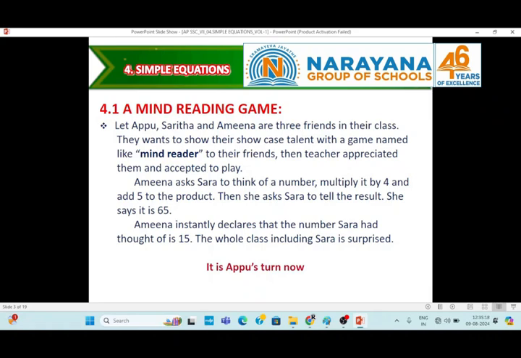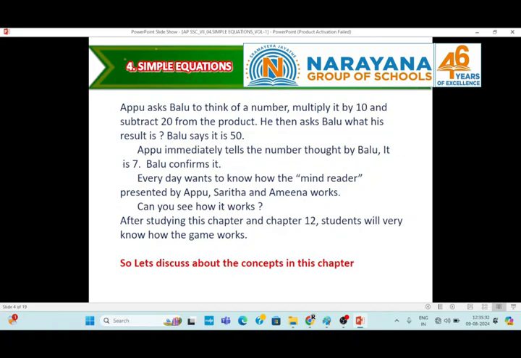Then Sarah says it is 65. Then Amina instantly declares that the number Sarah had thought of is 15. The whole class, including Sarah, is surprised. Now it's Apu's turn. Apu asks Balu to think of a number, multiply it by 10 and subtract 20 from the product. He then asks Balu what his result is. Balu says it is 50. Apu immediately tells the number thought by Balu. It is 7. Yes, Balu confirms it.